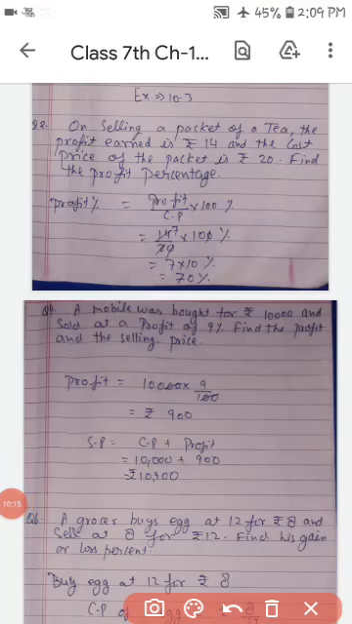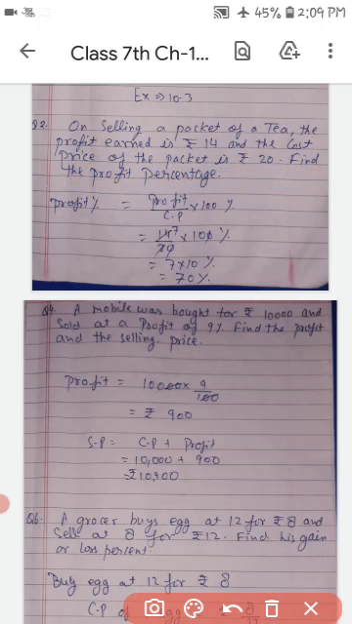Exercise 10.3. On selling a packet of tea, the profit earned is rupees 14 and the cost price of the packet is rupees 20. Find the profit percentage.